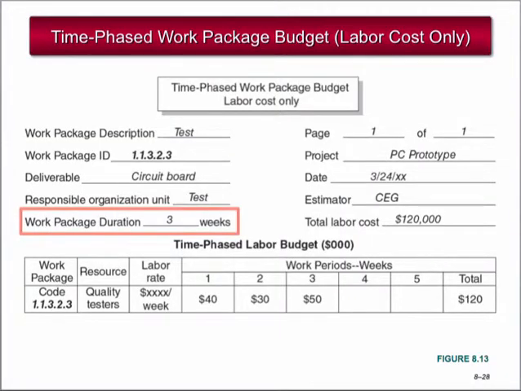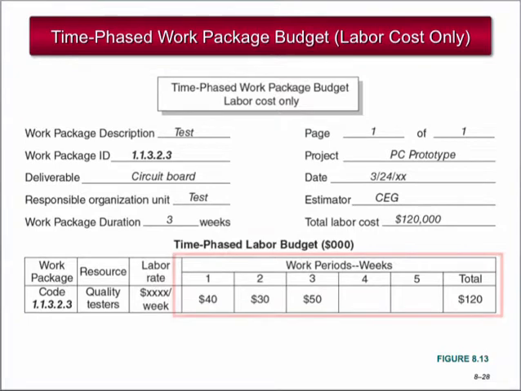Here's a work package with a duration of 3 weeks. If we assume labor, materials, and equipment are tracked separately, the work package costs for labor are distributed over the 3 weeks as they are expected to occur. When the 3-week work package is placed in the network schedule, the costs are distributed to the time-phased budget for the same 3 scheduled weeks.